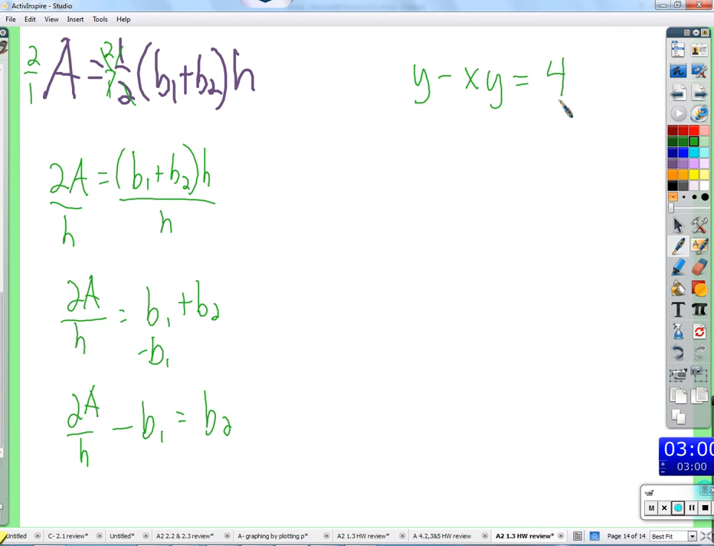First, let's solve this for x. Okay, try to get x by itself. What would you guys do? I would subtract y from this side. Okay, so you get negative xy equals 4 minus y.